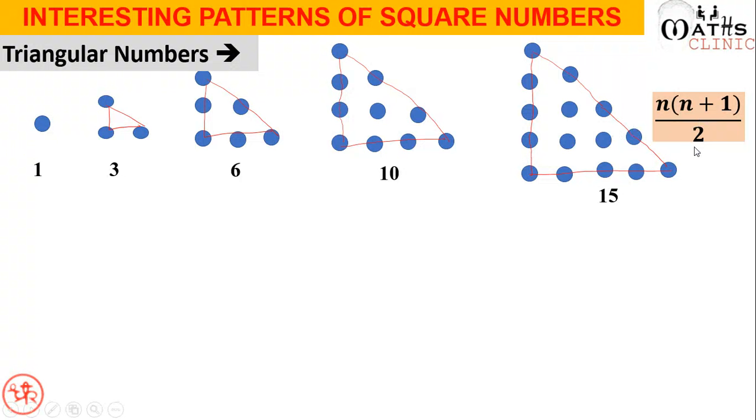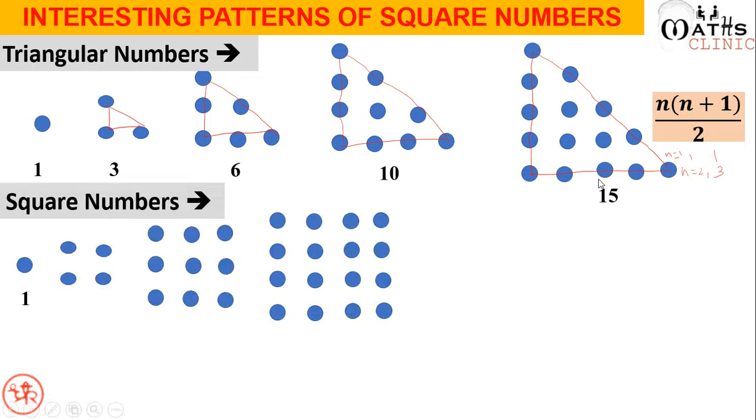Is that clear? Now look here. If you take n is equal to 1, what will you get? Look, n is equal to 1, so 1 into 1 plus 1, 2 by 2, so if you take n is equal to 1, you will get 1. If you take n is equal to 2, what will you get? 2 into 2 plus 1, 3, that is 6 by 2 is 3, so you got 3. So look here.